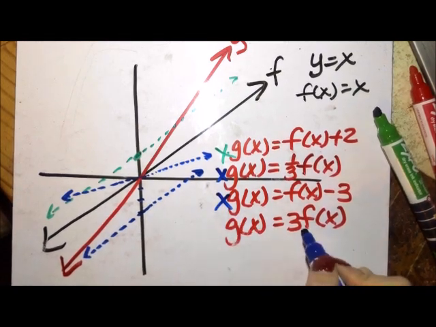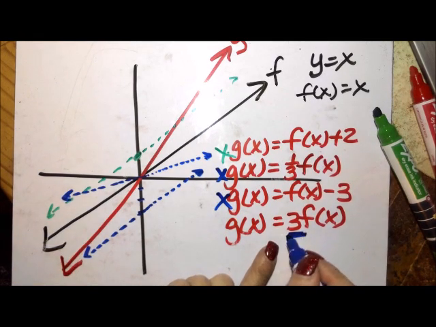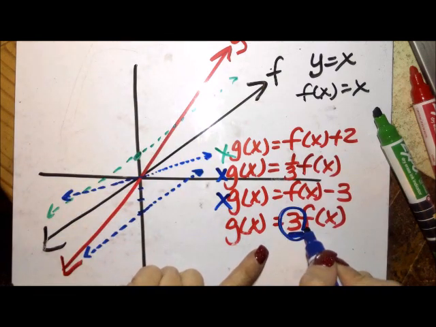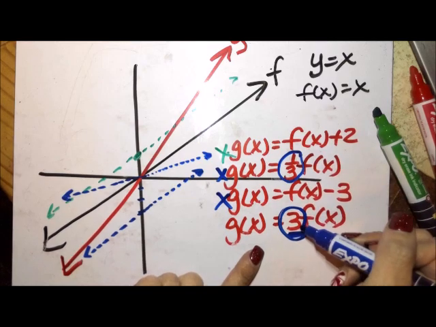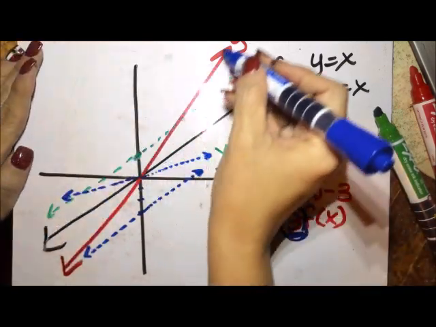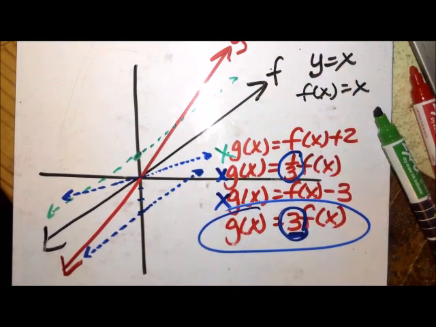But this one right here, g of x equals 3 f of x. The 3 is messing with the slope. That's all I did, I changed the slope. 3x gets more steep. Remember, fractions less steep, whole numbers more steep. So this takes it and makes it more steep. So this is the one I was looking for.